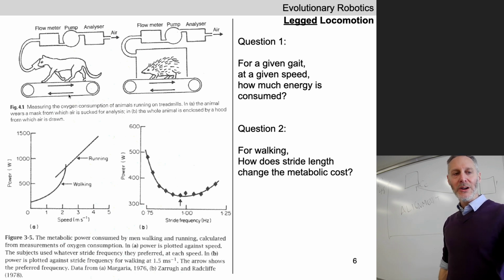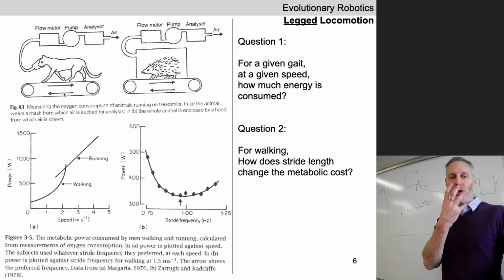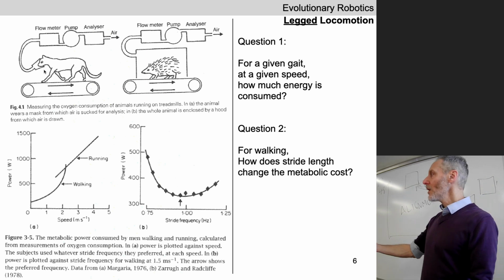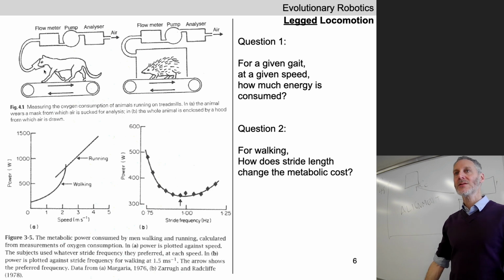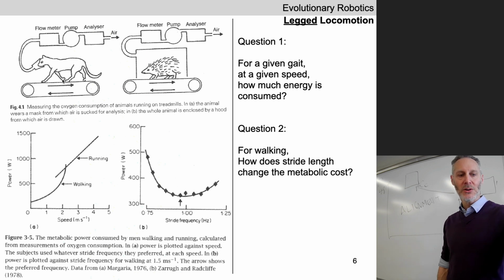So some familiar experiments here. You put an animal or a human on a treadmill, you put a mask on, and with that mask, you can measure oxygen and carbon dioxide exchange. The more oxygen that's going in and the more carbon dioxide that's going out, the animal or the human is burning more calories. Yeah? So you can measure energy just by looking at the exchange of gases while someone or something is on the treadmill.